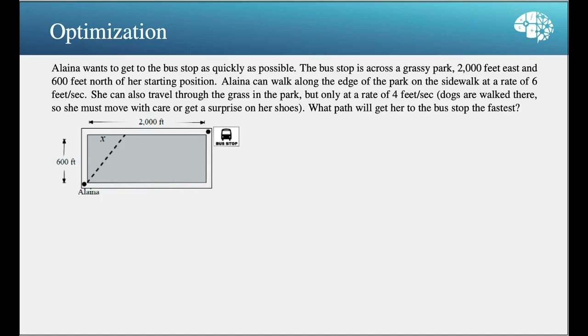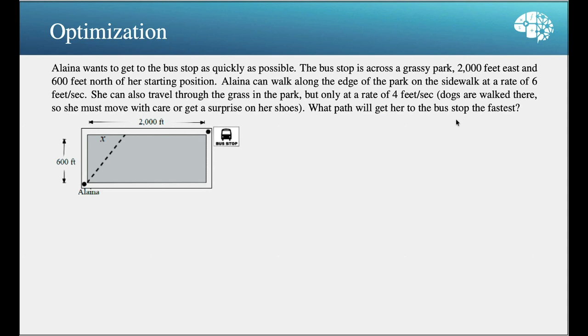Elena wants to get to the bus stop as quickly as possible. The bus stop is across this grassy park, 2,000 feet east and 600 feet north of her starting position. She can walk along the edge of the park on the sidewalk at a rate of 6 feet per second and can travel through the grass but only at a rate of 4 feet per second. And we'd like the path that will get her to the bus stop the fastest.